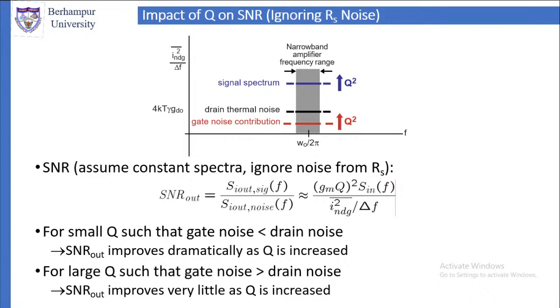Now from this we can say for small Q, the gate noise is less than the drain noise. When we have small Q, gate noise will be less than drain noise. Under that condition, SNR output improves dramatically as Q is increased. When the gate noise is greater than the drain noise, SNR output improves very little as Q is increased.